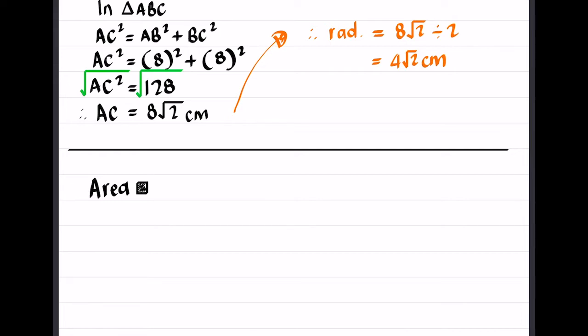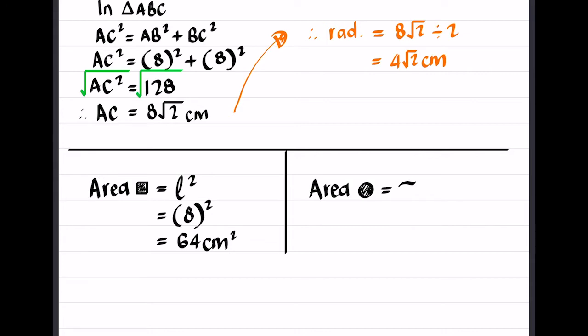So the area of my square is equal to length squared. The length is 8, so 8 squared is 64 centimeters squared because it's area. Then I'm going to do the area of the circle, and the area of the circle is equal to pi r squared. So that is equal to pi, the r is 4 root 2, and that is squared. So the area of the circle is equal to, and I'm going to keep it with the pi so that I keep all my decimal places, 32 pi.